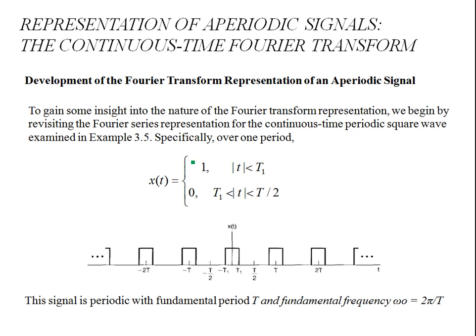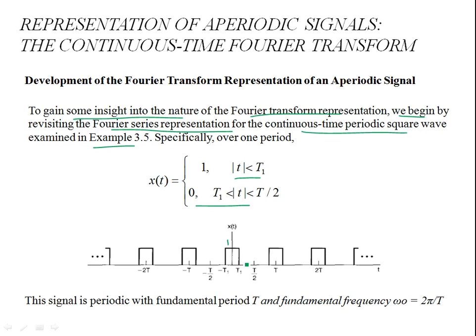To understand the intuition behind this, to gain some insight into the nature of the Fourier transform, let's consider a repetitive or periodic pulse, which we considered in example 3.5. We begin by revisiting the Fourier series representation for a continuous-time periodic square wave. The expression is such that x(t) is 1 when the magnitude of t is bounded by T1, and it is 0 otherwise, for t less than minus T1 and for t greater than T1.